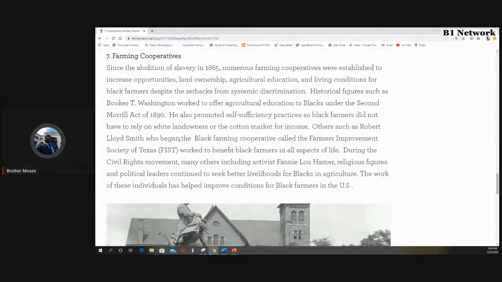life. During the Civil Rights Movement, many others, including activist Fannie Lou Hamer, religious figures, and political leaders, continued to seek better livelihoods for Blacks in agriculture. The work of these individuals has helped improve conditions for Black farmers in the United States. Tie this in with what we already know, which is when President Obama was in office and he awarded reparations for Black Virginia farmers, and you have a full storyline.